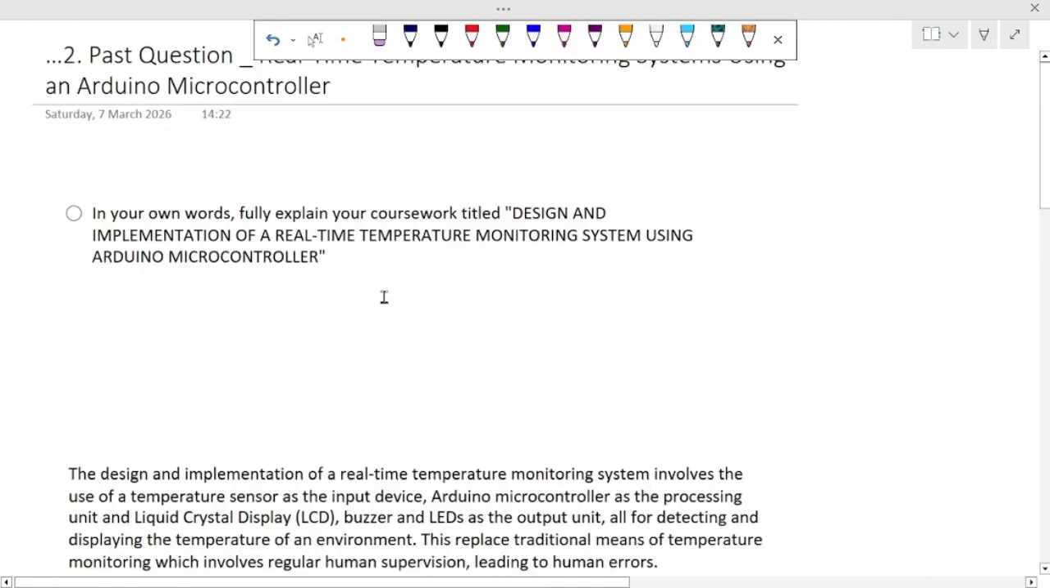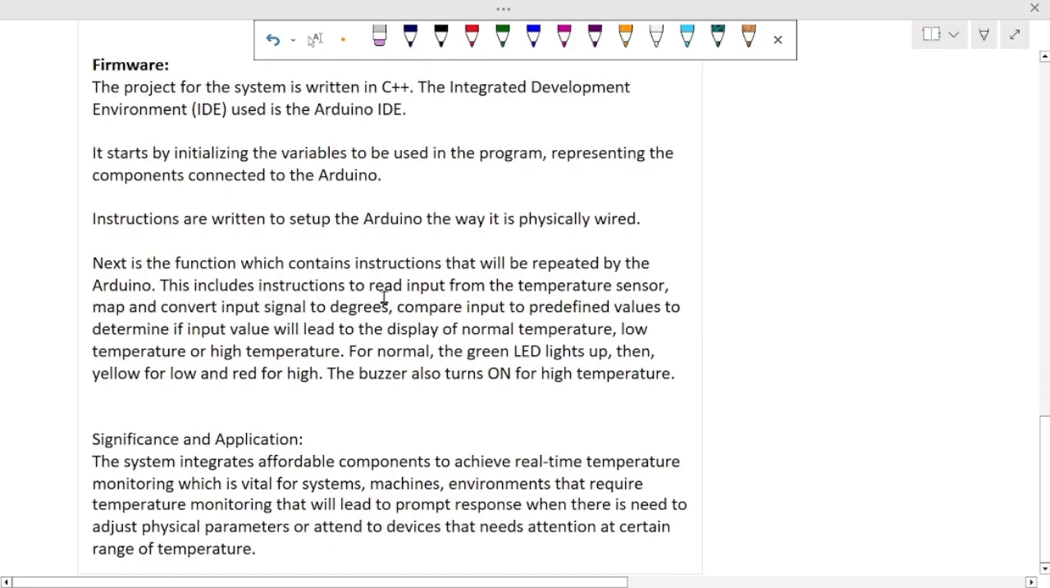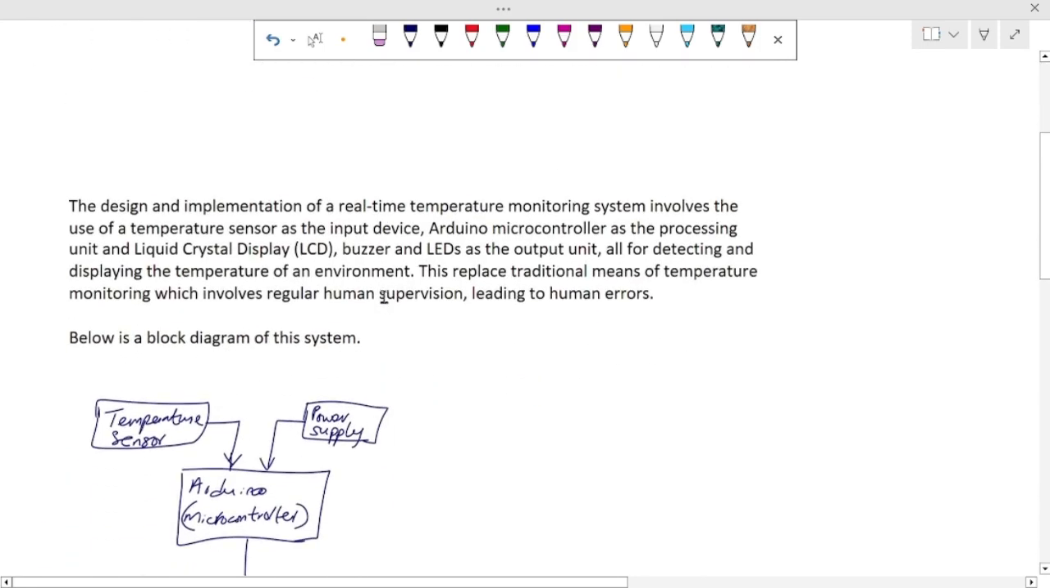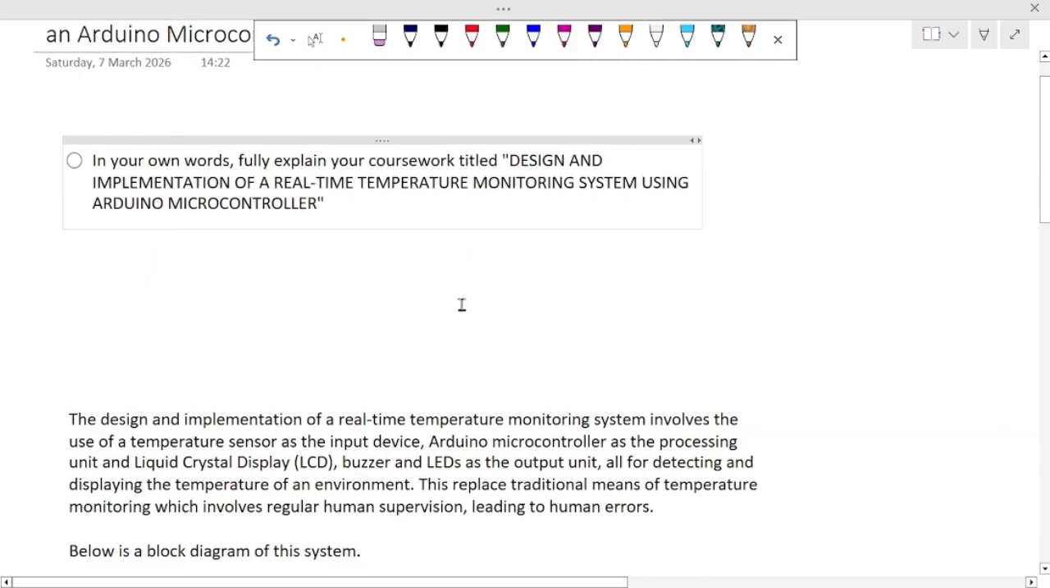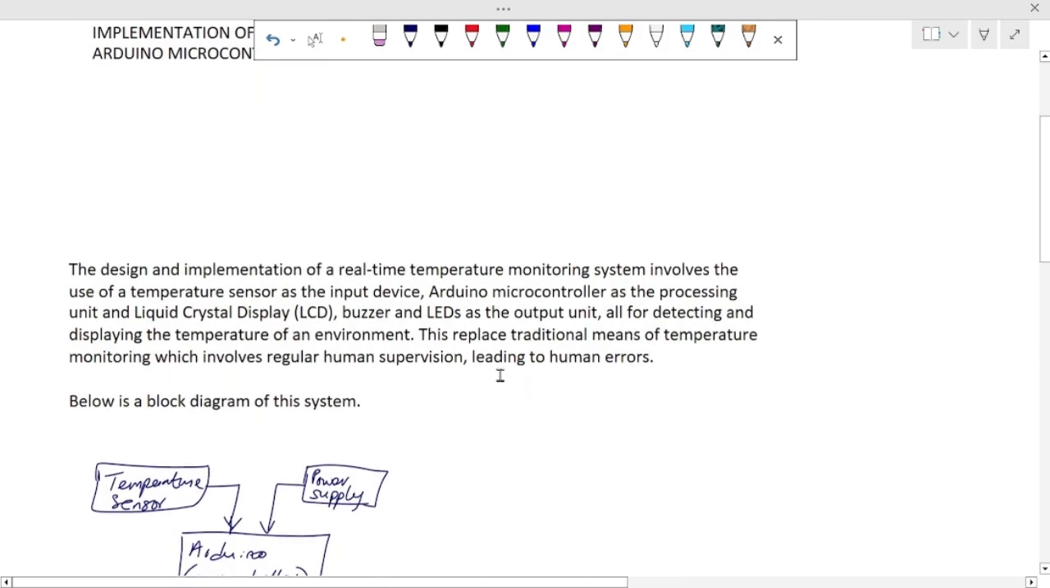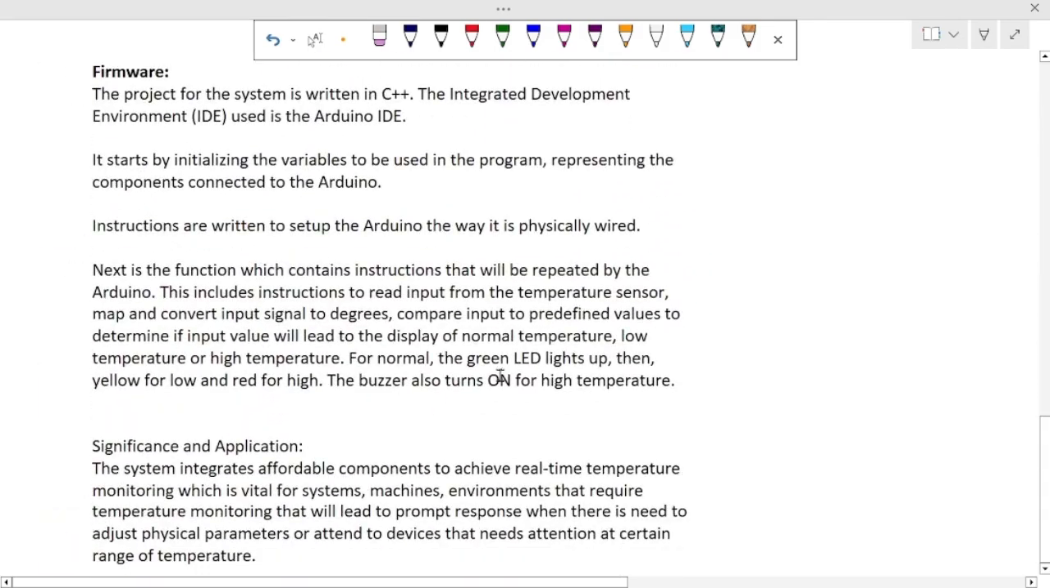Now, if I had enough time, I still have other past questions to work on. If we had enough time, we would have tried to do this either by simulation or by physically building it. Okay, but of course, we hardly have time. Exam is so close. Okay, so that's why we just have to rush through this.